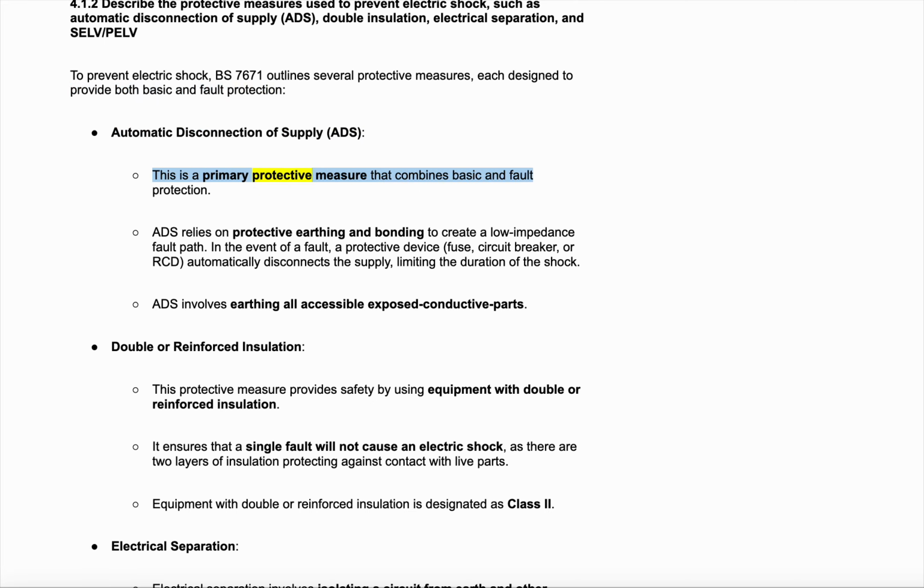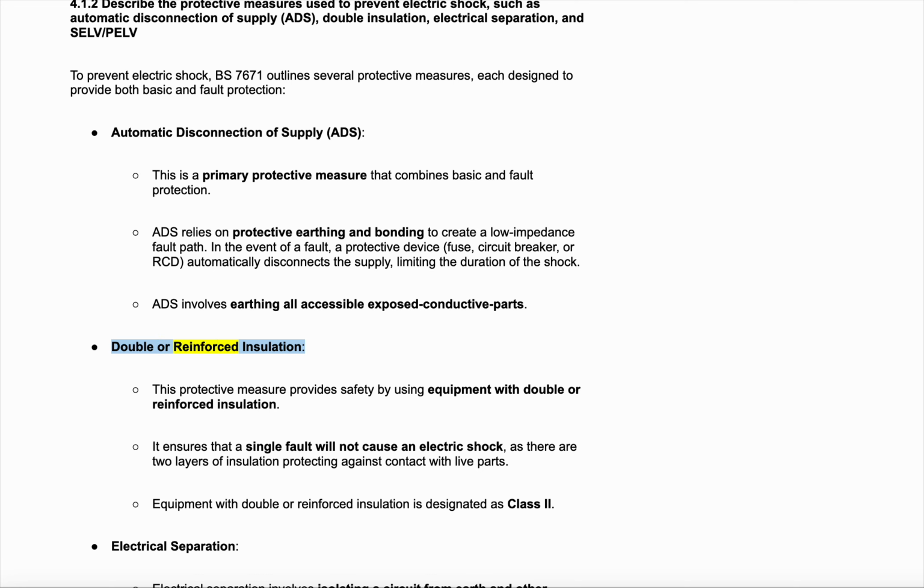This is a primary protective measure that combines basic and fault protection. ADS relies on protective earthing and bonding to create a low-impedance fault path. In the event of a fault, a protective device, fuse, circuit breaker, or RCD, automatically disconnects the supply, limiting the duration of the shock. ADS involves earthing all accessible exposed conductive parts.